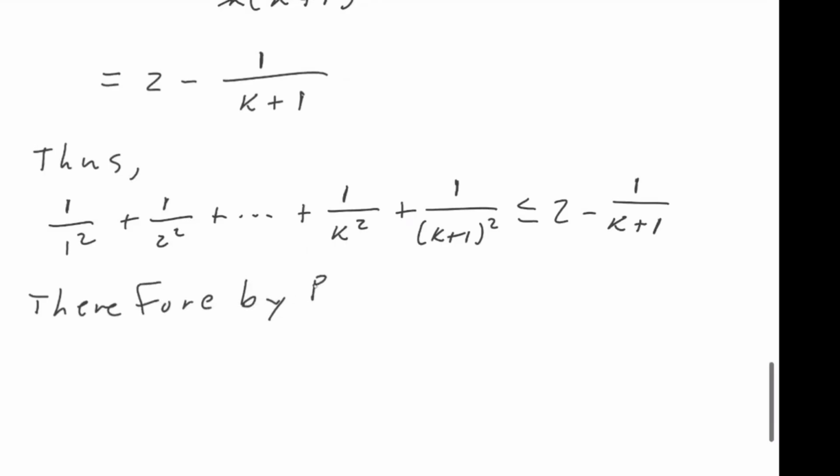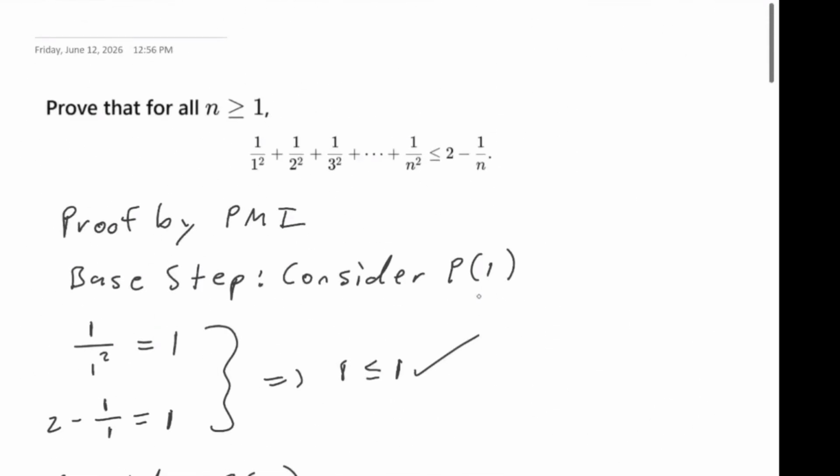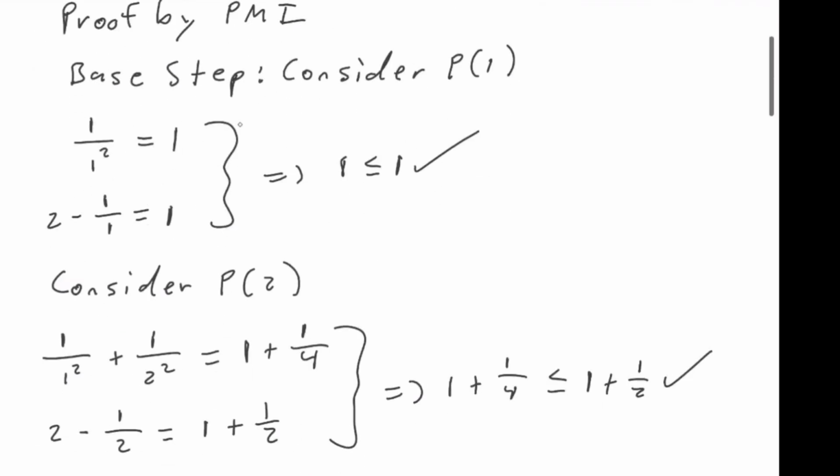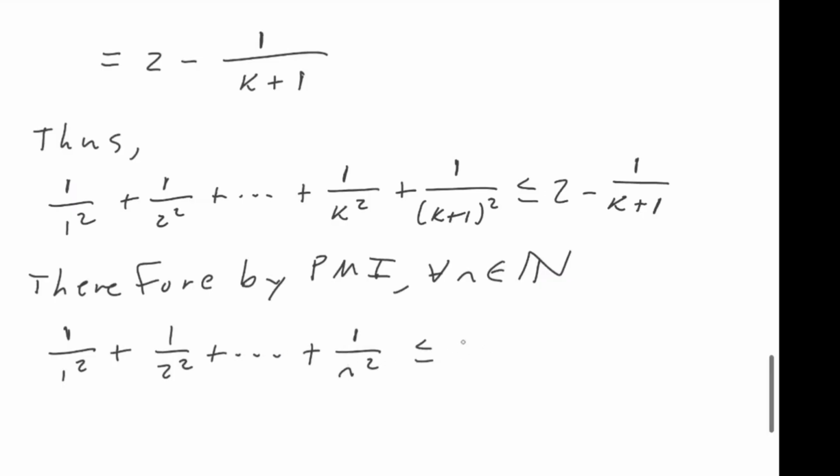Therefore, by the principle of mathematical induction, we know that for every n, and they said for every n bigger than or equal to 1, so for every natural number n, so for every n contained in the positive integers or natural numbers, it doesn't matter, we know 1 over 1 squared plus 1 over 2 squared plus dot dot dot plus 1 over n squared is less than or equal to 2 minus 1 over n. And that is our proof.